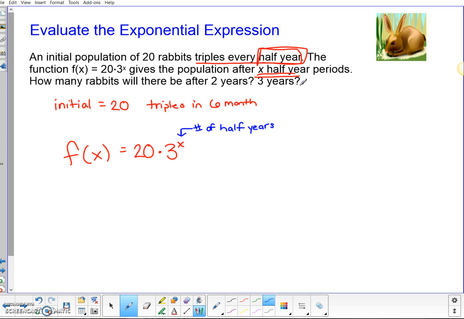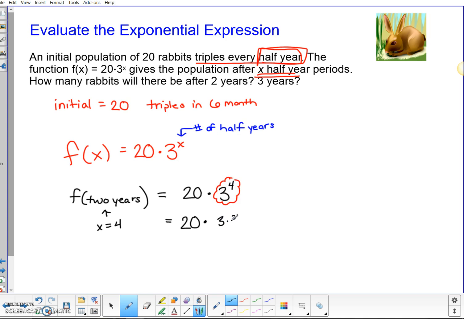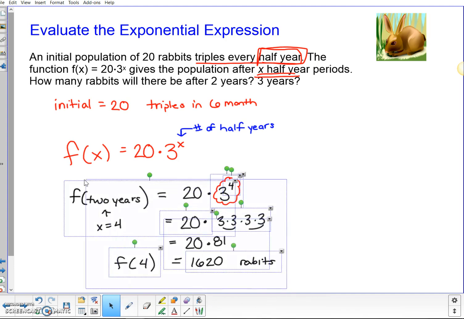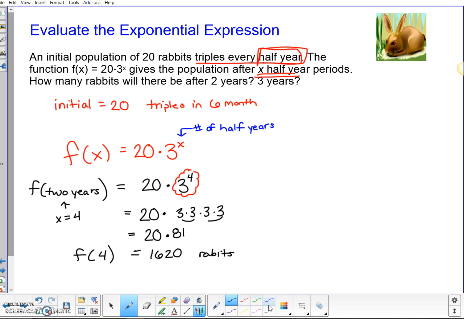How many rabbits will there be after 2 years or 3 years? So if we want to know f of 2 years, what number do you have to put in for x? Hopefully, you know that x has to be 4, because in 2 years, there's 4 half years. So this means 20 times 3 to the 4th. You always do the part with the power first. So 3 to the 4th, or 3 times 3 times 3 times 3, is 81. Because you have a 9 and a 9, and 9 times 9 makes 81. 20 times 81 would be 1,620, so it's 1,620 rabbits. So f of 2 years, or f of 4, because it's 4 half years, gives me 1,620 rabbits. I would like you to figure out how many rabbits there will be after 3 years.